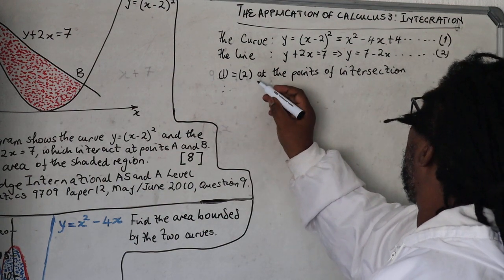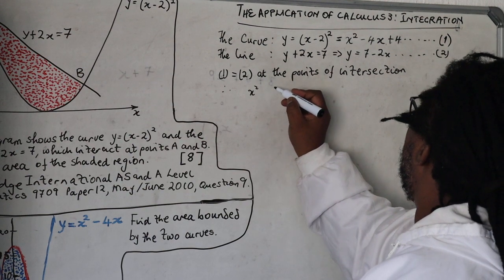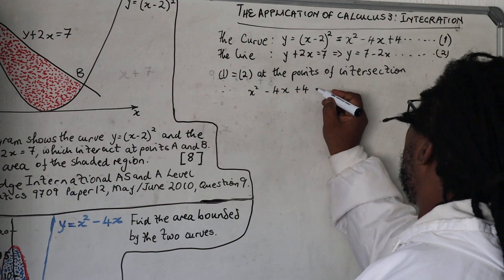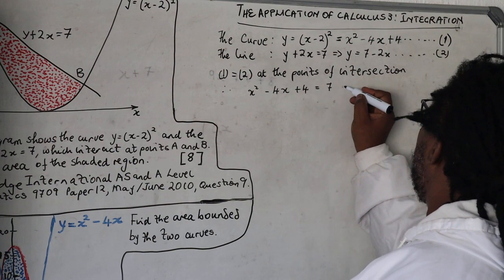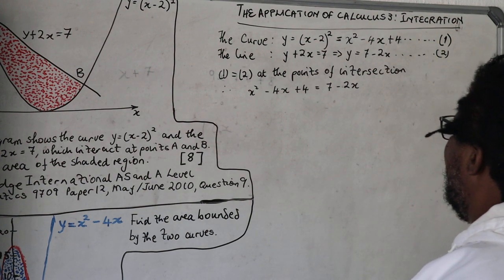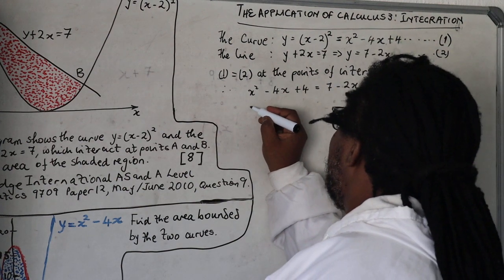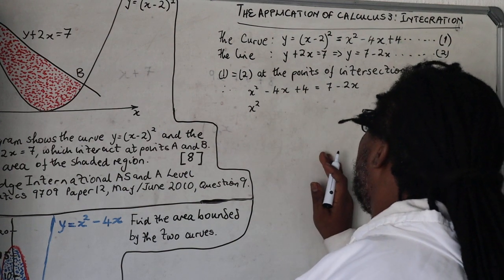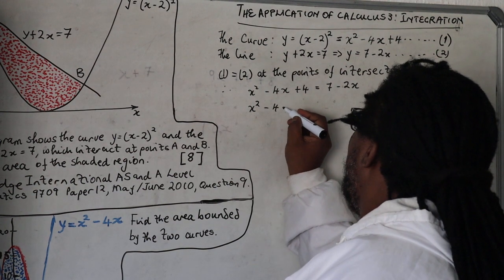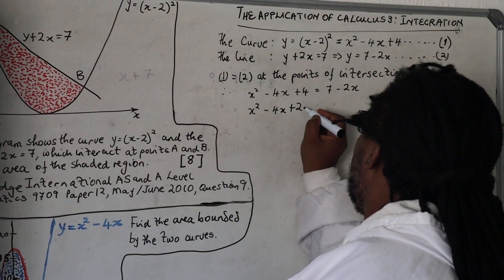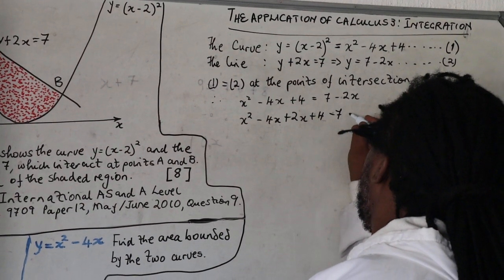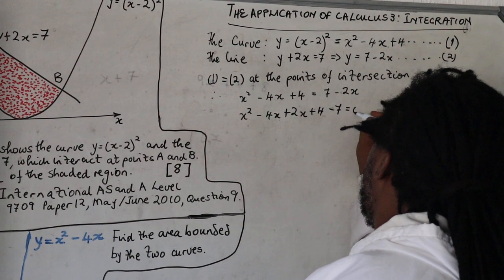So therefore, we have x squared minus 4x plus 4 equals 7 minus 2x. So we say x squared, bring everything that is on the right hand side to the left hand side, minus 4x plus 2x plus 4 minus 7 equals 0.